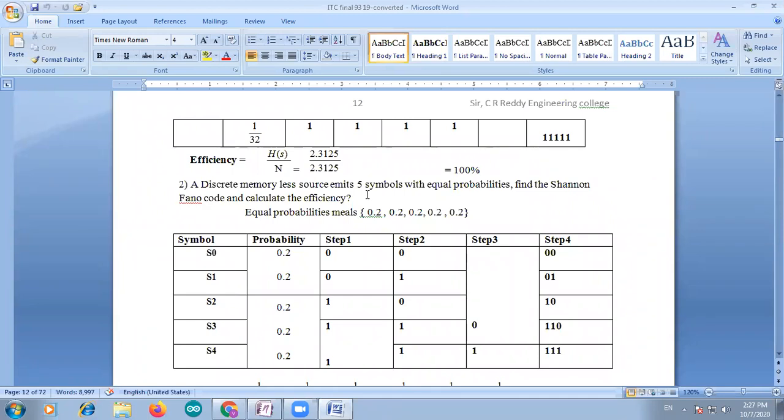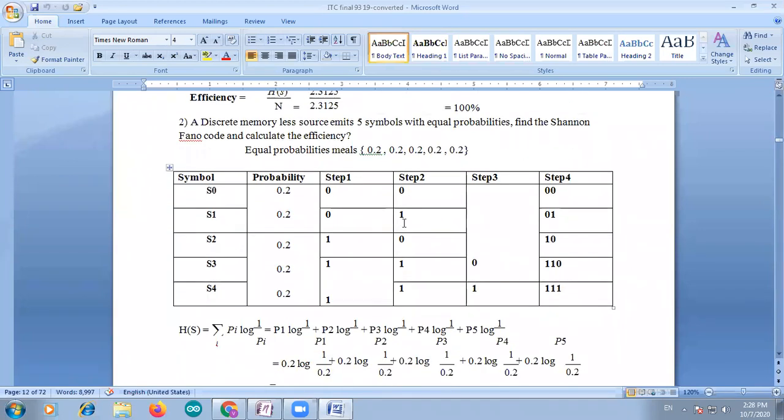And n bar is also calculated. N bar is sigma pi ni. It is also 2.3125. So both are the same. That's why the efficiency is 100%. So that is the case in the Shannon-Fano code. Okay. Let us do another problem.